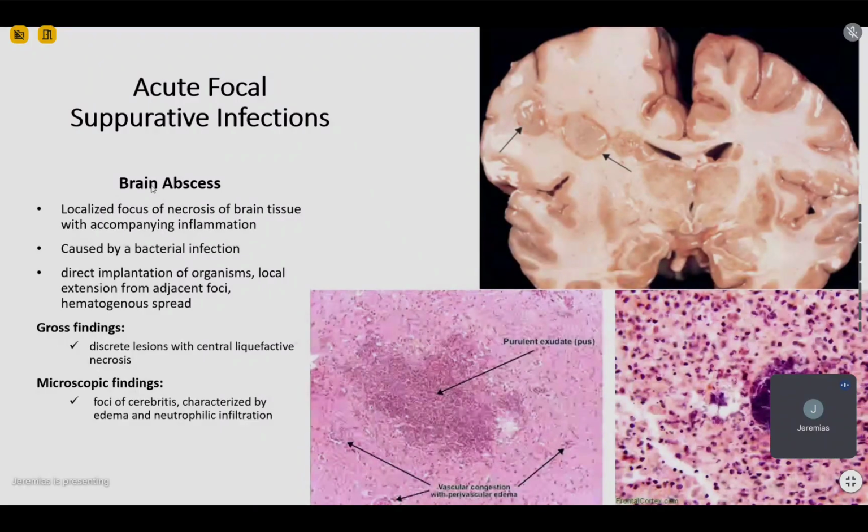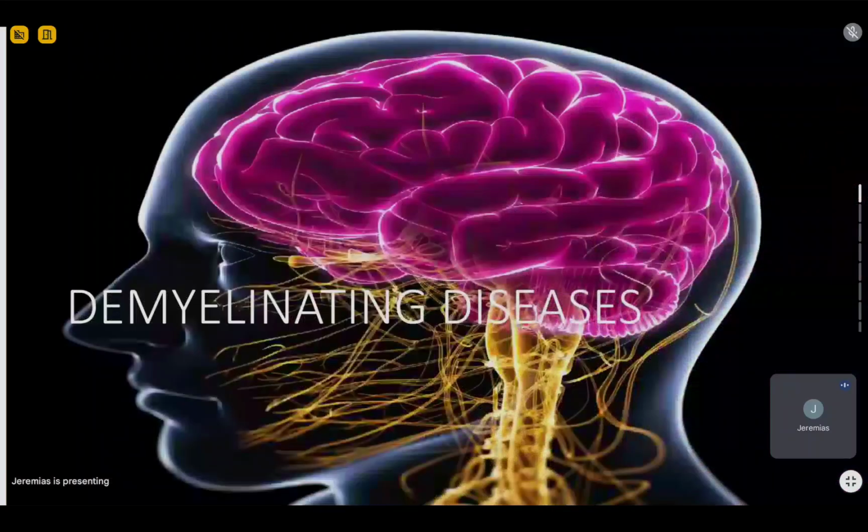So grossly, the brain abscess is a discrete lesion with a central liquefactive type of necrosis. And then the surrounding unaffected brain is swelling. So that's brain abscess under acute focal suppurative infections. Then we have demyelinating diseases.